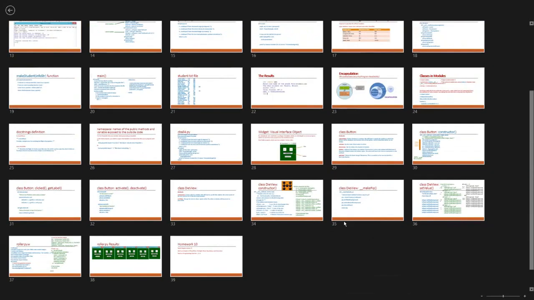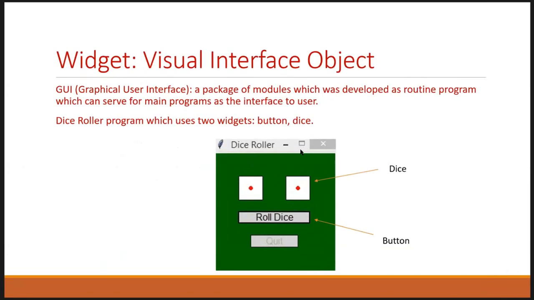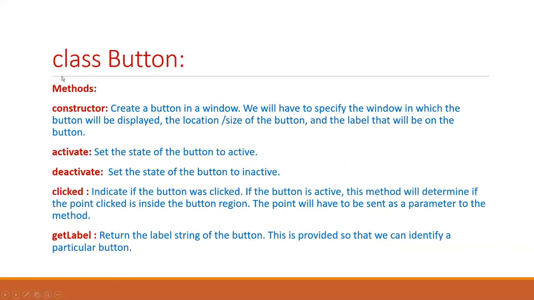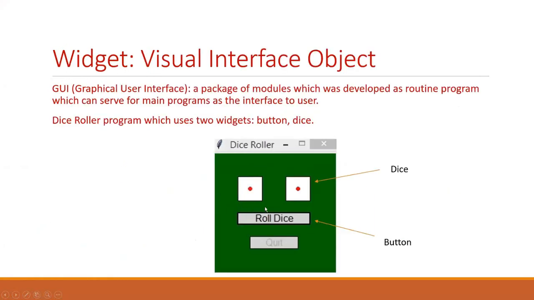We have this widget material of about 6 to 7 pages. There's a file called widget, and we design something like this. There's a class called Button. This Button class is used to design the roll button and the quick button. These two are buttons.